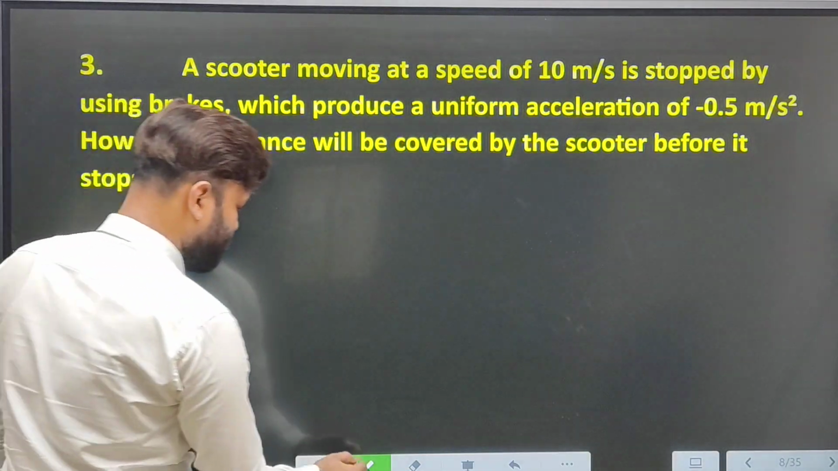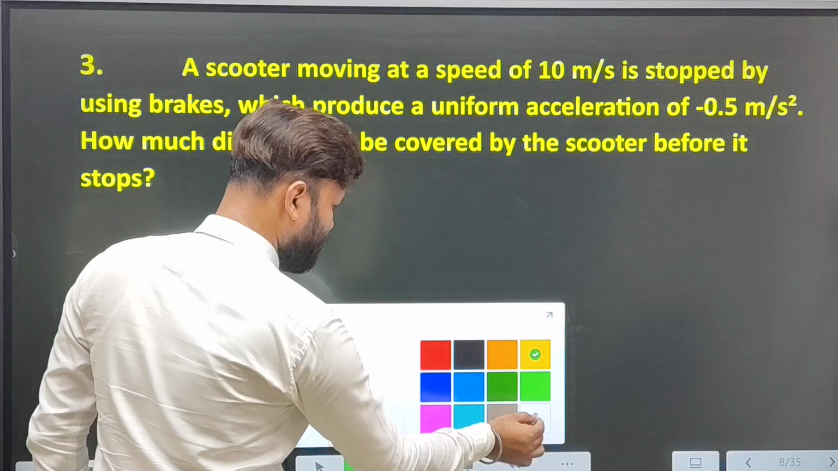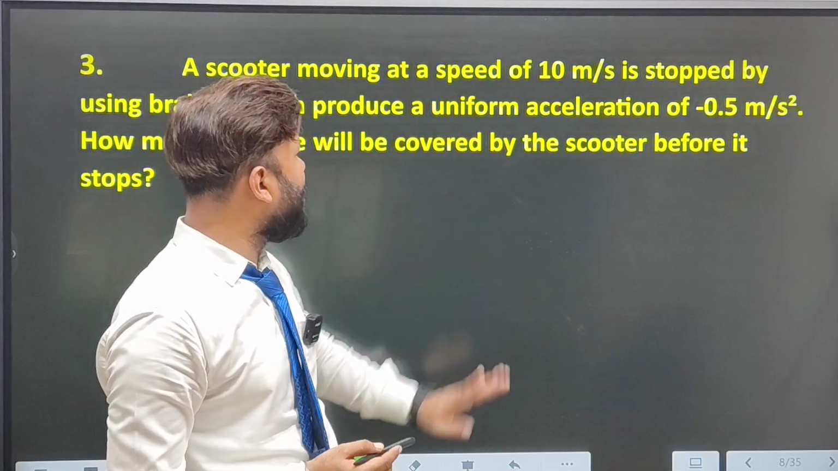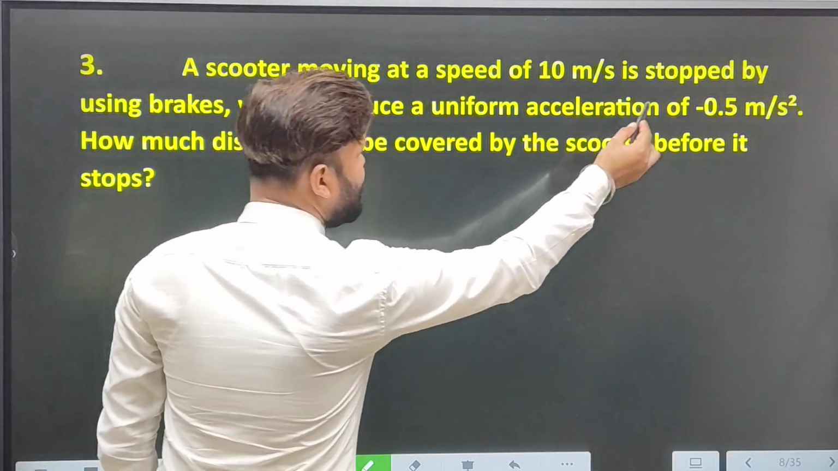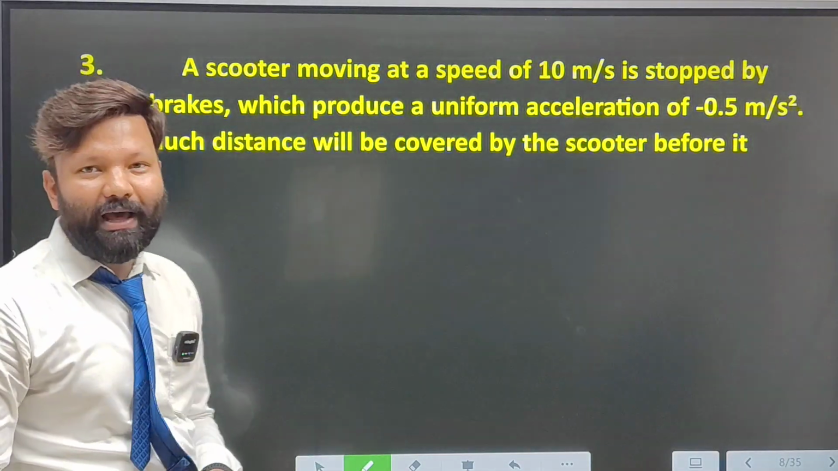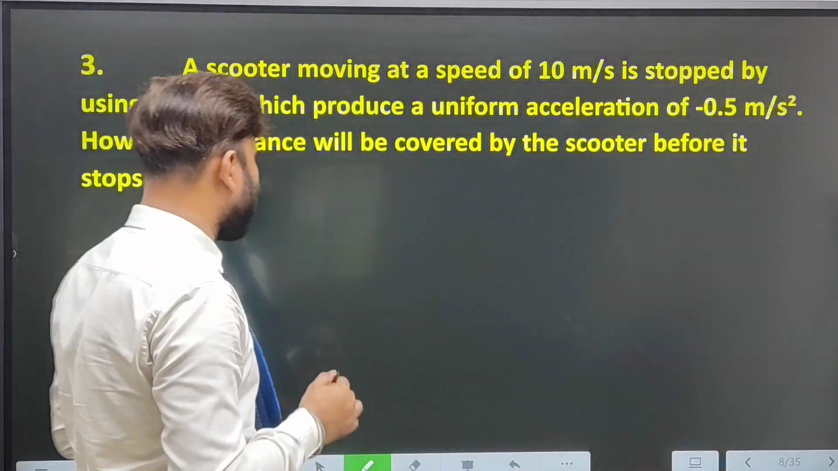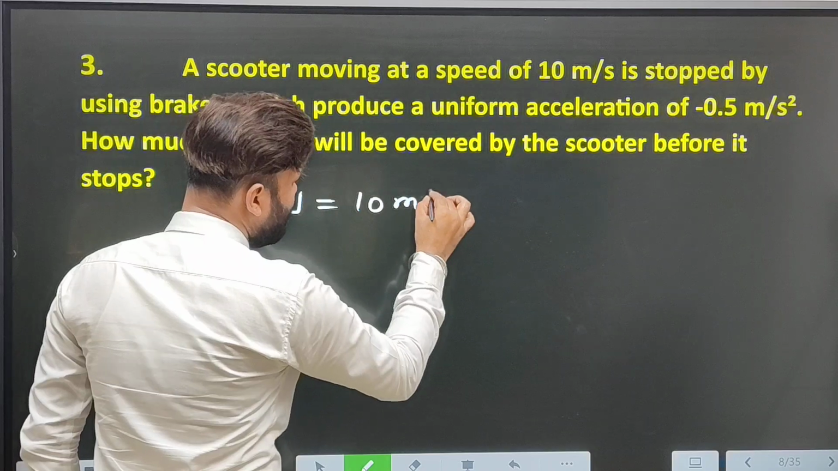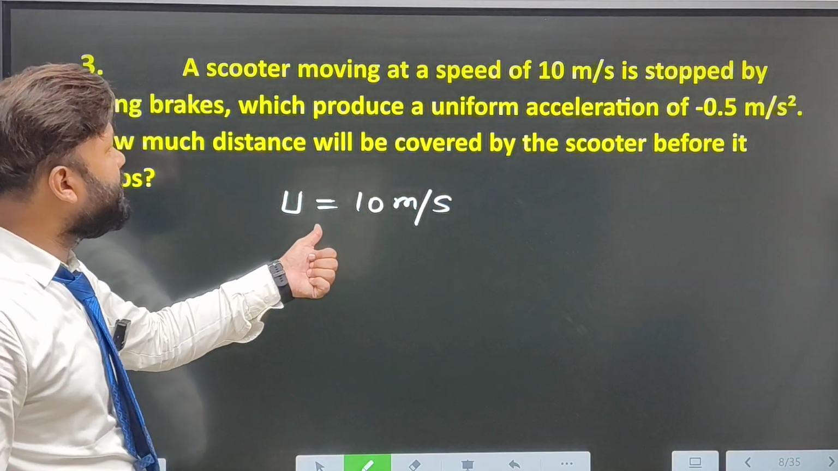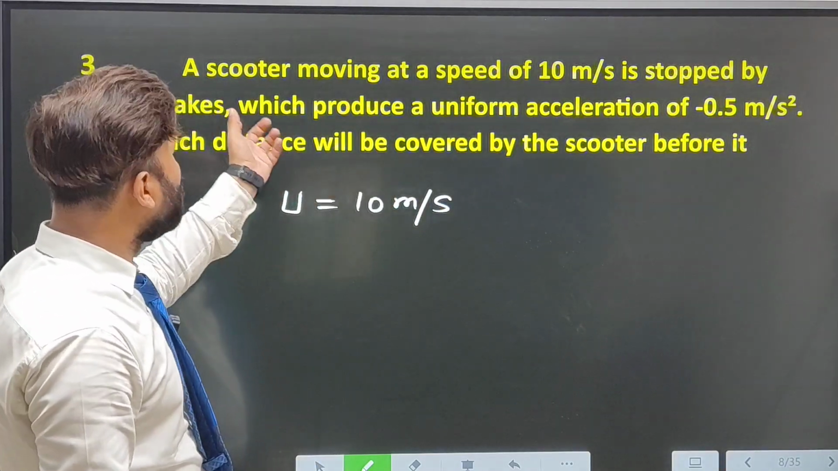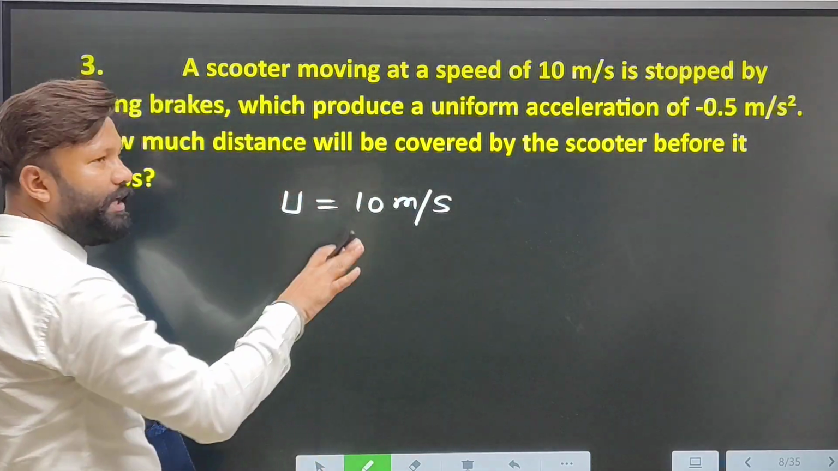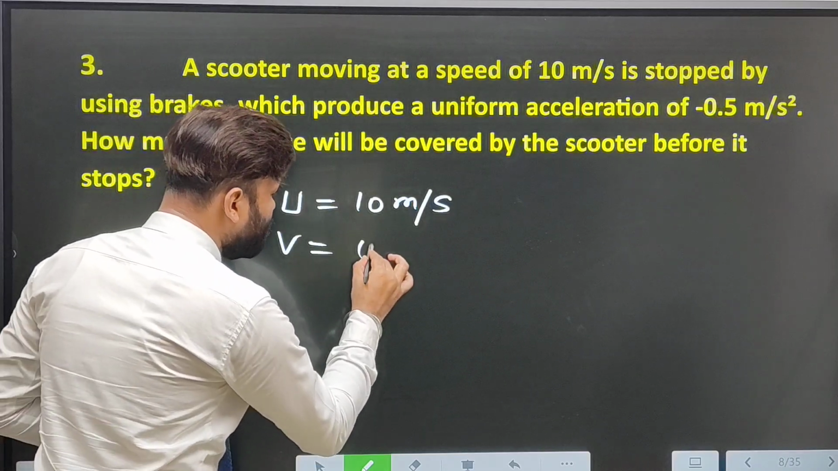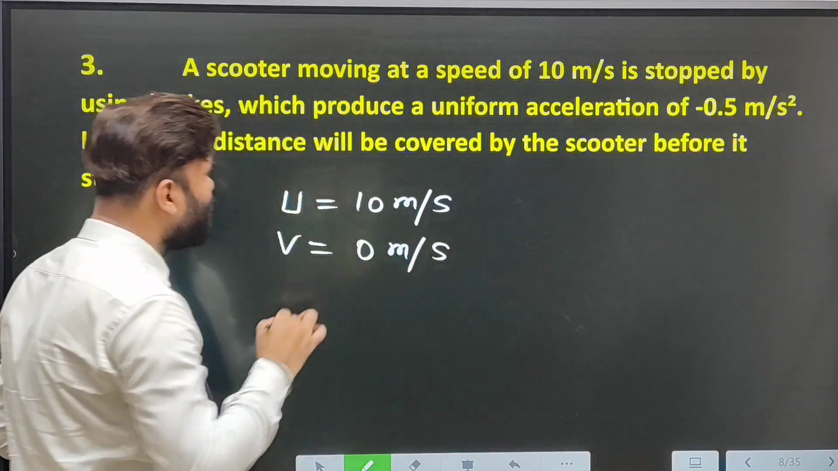Question number 3. A scooter moving at a speed of 10 meter per second is stopped by using brakes. So earlier the scooter is moving with 10 meter per second. So the initial velocity of the scooter is given as 10 meter per second. How do we get to know that it is initial? Because the scooter is going to be stopped. So when the scooter stops after applying the brake, the final velocity becomes 0. Final velocity becomes 0, students.